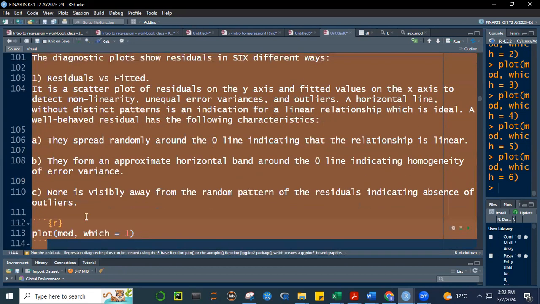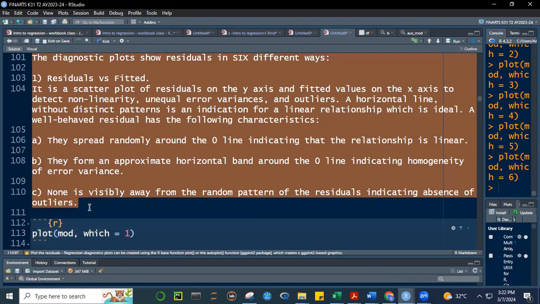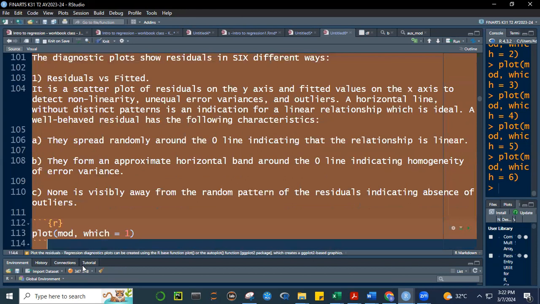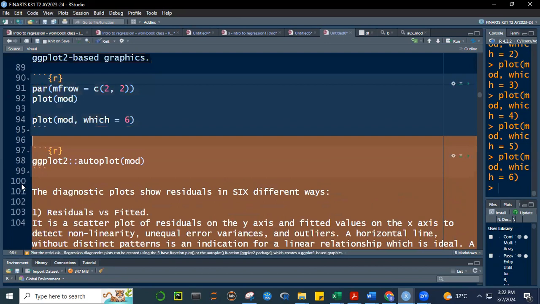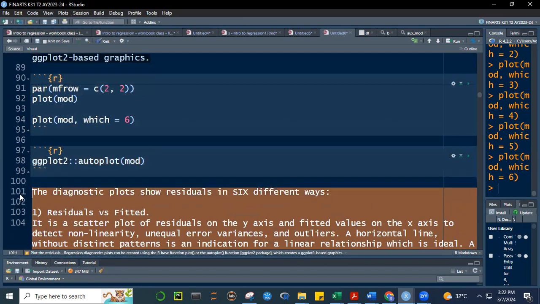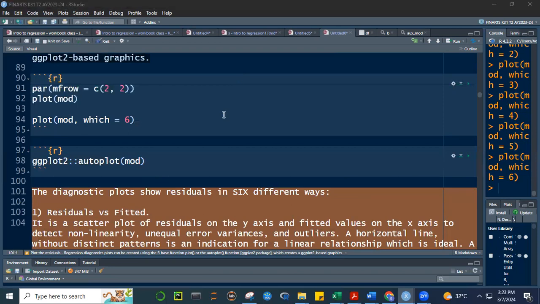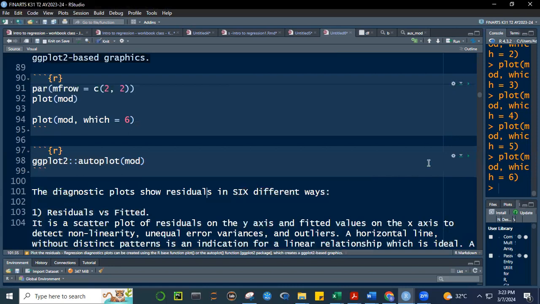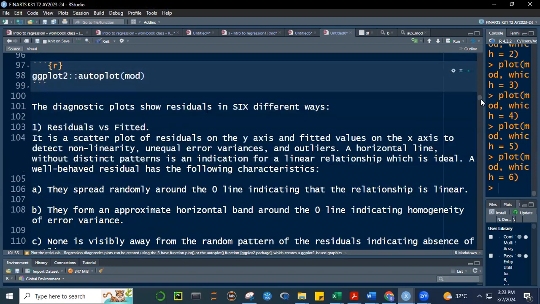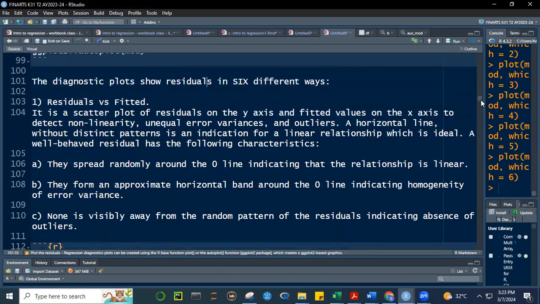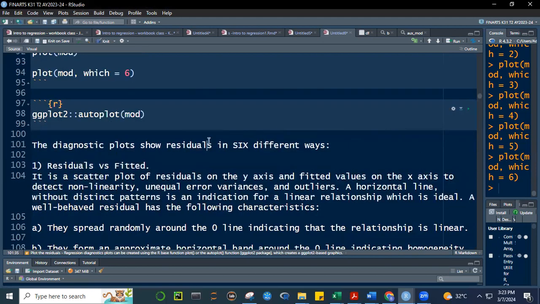So let me once again copy this. The text, class, I'll just copy in the interest of time. Ordinarily, I would have discussed that and just allowed you to take your own notes. Okay, so as I said, we have 6 different diagnostic plots.